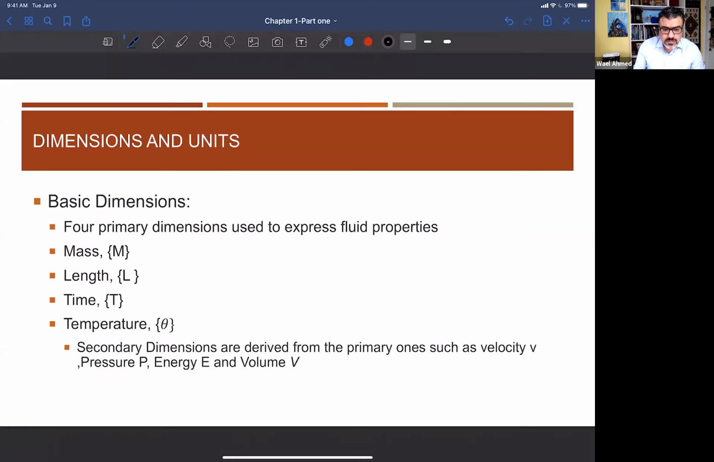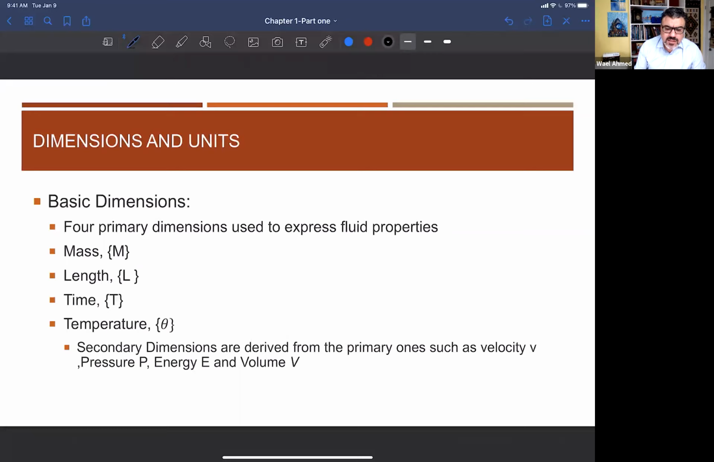So basic dimensions, we call them primary dimensions. So three dimensions that we use in order to describe any physical property, in addition to the temperature. Of course, this course is not dealing with heating and so on, but it will always refer to the condition of the fluid at a certain temperature, because temperature will change the property, as I mentioned about density, which I'm going to explain in the next few slides. But mass, length, time, and temperature are our basic dimensions.